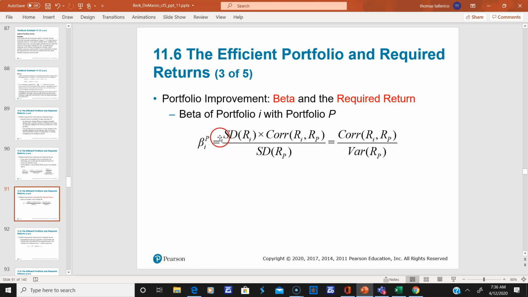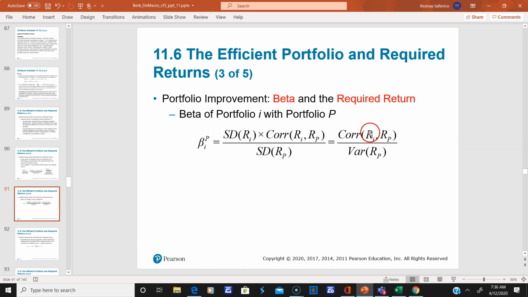Again, don't worry about this equation. It's the standard deviation, the volatility, times the correlation of each stock with the portfolio, divided by the standard deviation of the portfolio. So it's the standard deviation of the individual stock times the correlation of the individual stock with the portfolio, divided by the standard deviation of the required return on the portfolio.